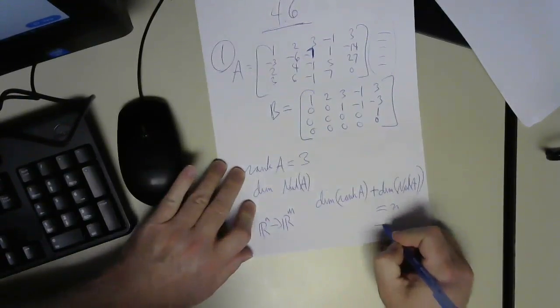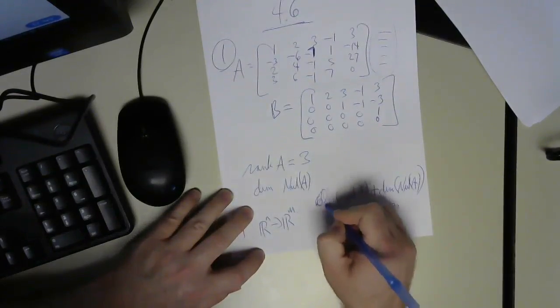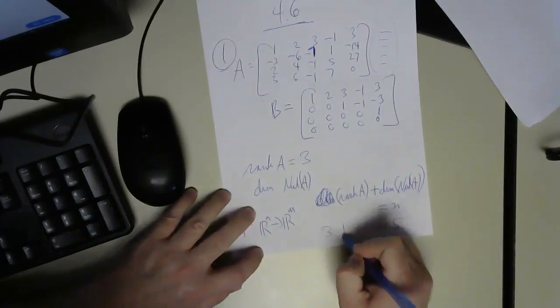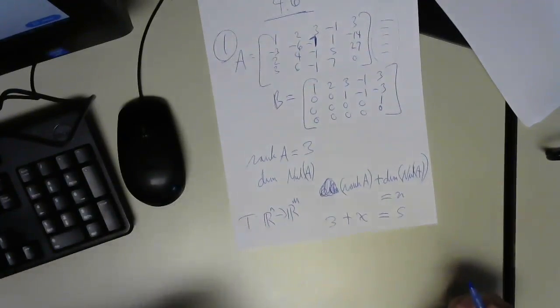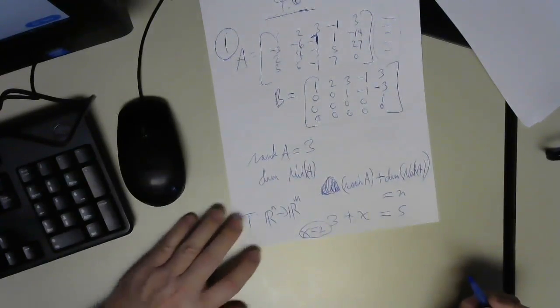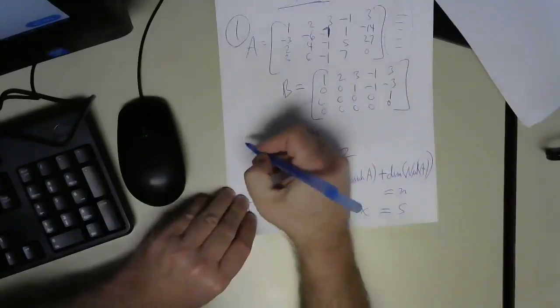So n is equal to 5, and we already know the rank is 3, and really I don't need to say the dimension of the rank. The rank is just a number. So 3 plus the dimension of the null space is equal to 5. That means it has got to be 2. So the dimension of the null space of A is 2, just using that equation. All right, those are the first 2 parts.